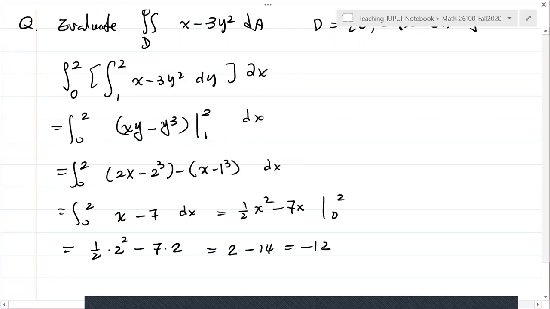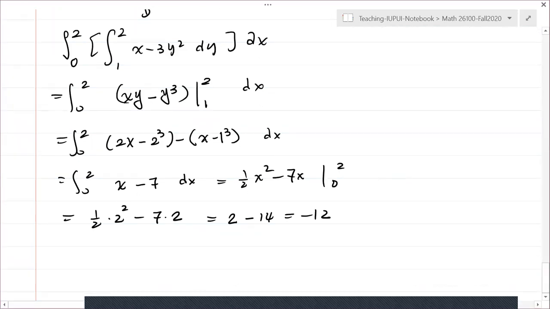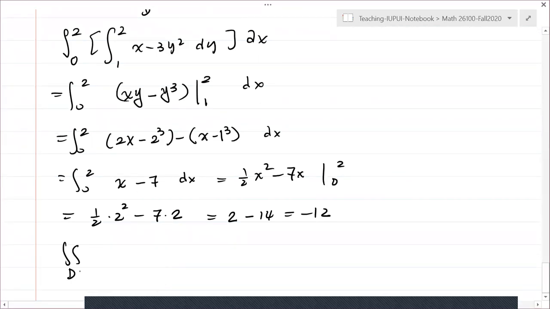All right. Now, if the computation is correct, then this double integral is going to be negative 12. So we claim this double integral, x minus 3y squared dA, is negative 12, by Fubini's theorem.